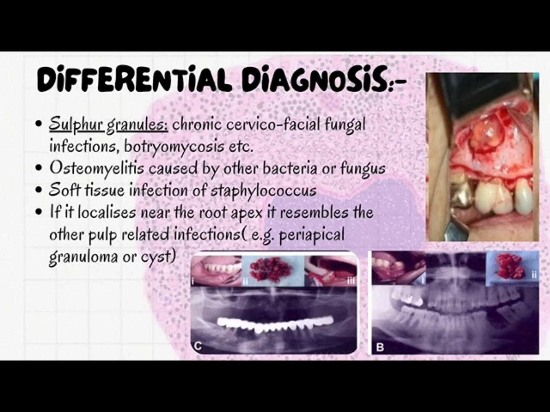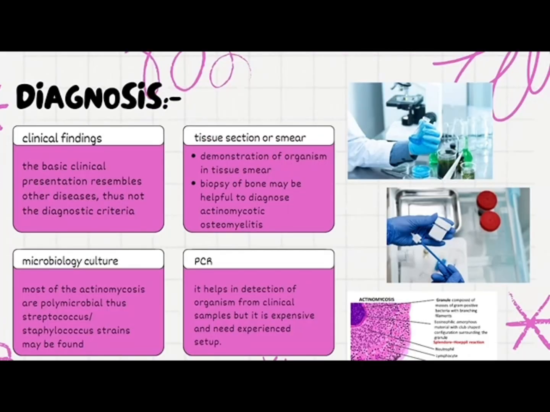For the differential diagnosis, considerable features are sulfur granules, which can also be seen in chronic cervicofacial fungal infection, that is Botryomycosis, and osteomyelitic form that can be caused by other bacteria like streptococcus, staphylococcus, or any kind of fungus. Soft tissue infection can be seen along with staphylococcal infection. If it is localized near the root apex, it can resemble other pulp related infection or periapical lesion, that is periapical granuloma or cyst.